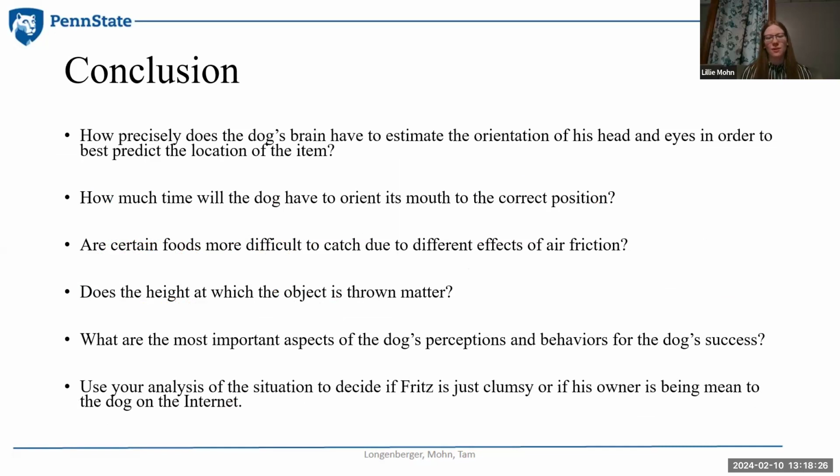So overall, even though the owner could make Fritz look clumsy, we still conclude that Fritz is clumsy on his own, because in our model, the conditions for Fritz to catch the food were optimal, but he wasn't able to catch it all the time. However, this outlook could change in a more complex model.